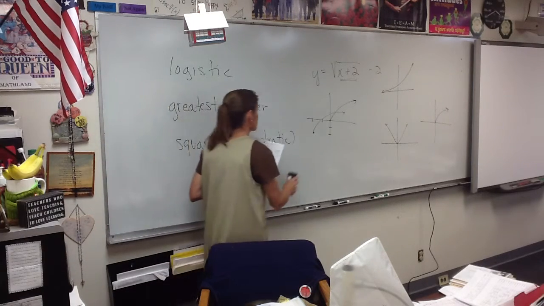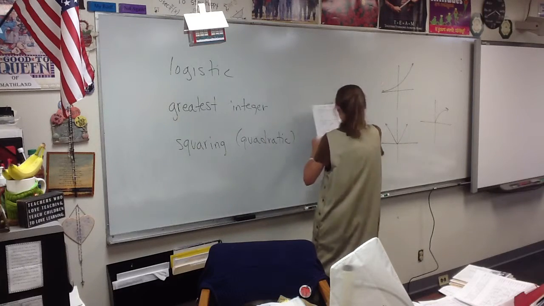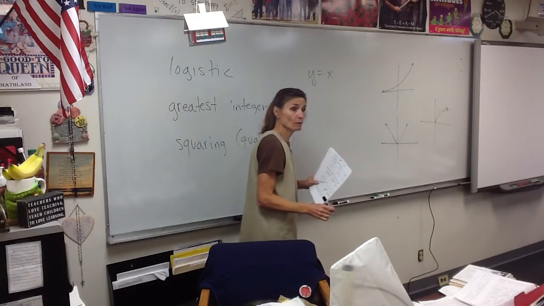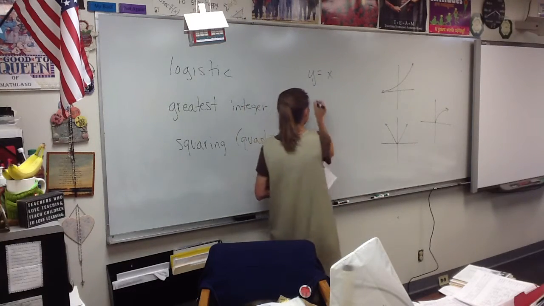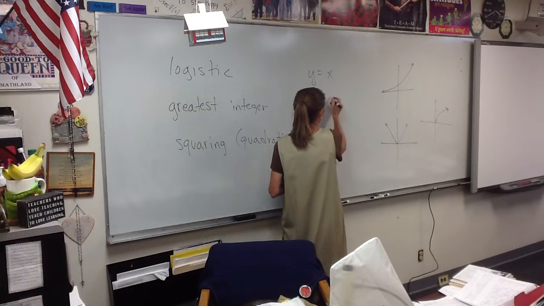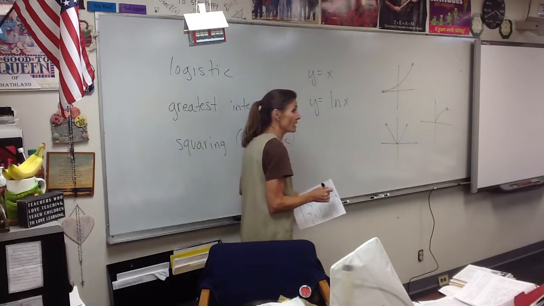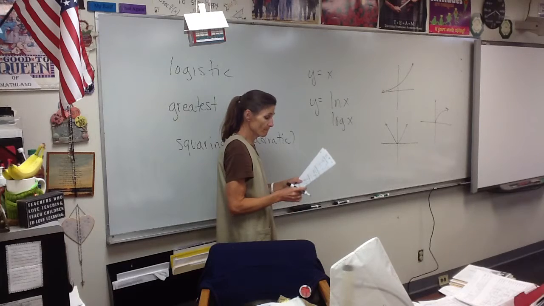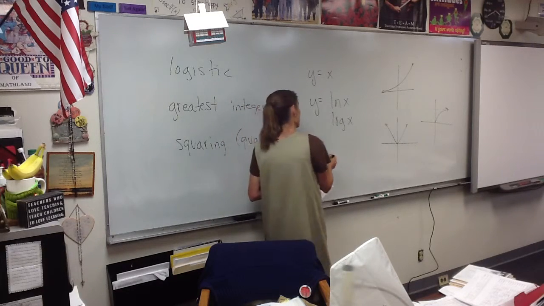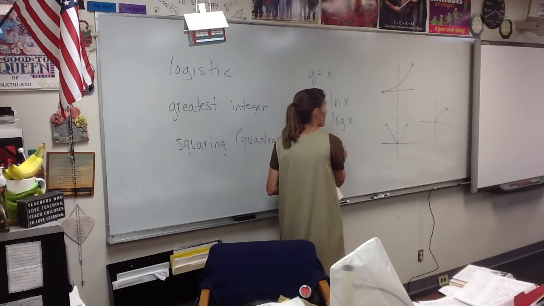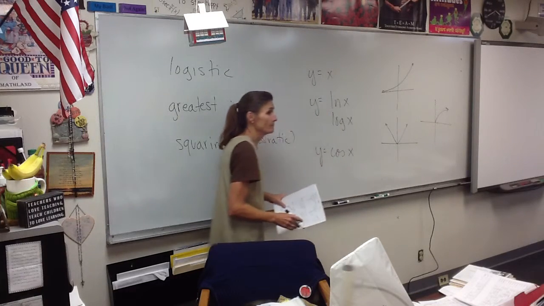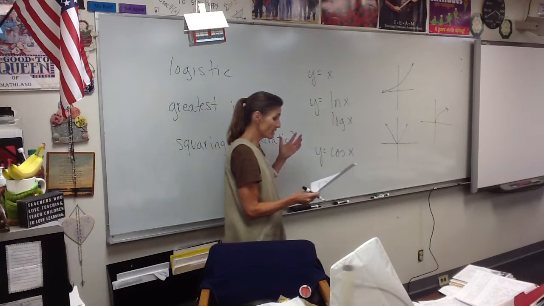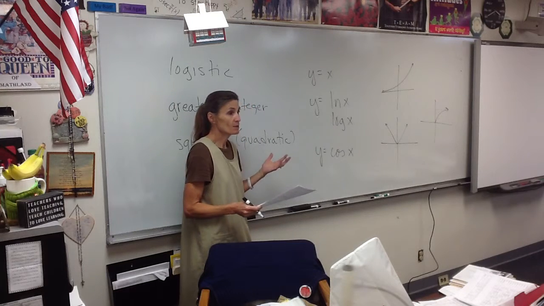Now I drew the picture, but you're going to give me the equation. What's A? Y equals X. That's your identity or your linear. What's the next one? It's your logarithmic. So you can either write ln X or you can write log X. That's your logarithmic function. And what about C? That's your cosine. Now notice the last one says draw a name or write equations in the three curves not mentioned.